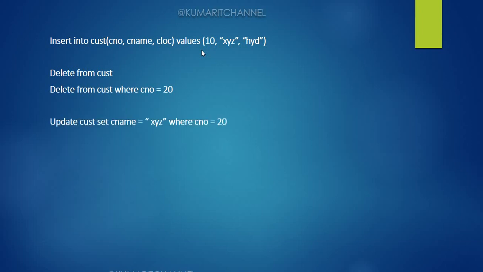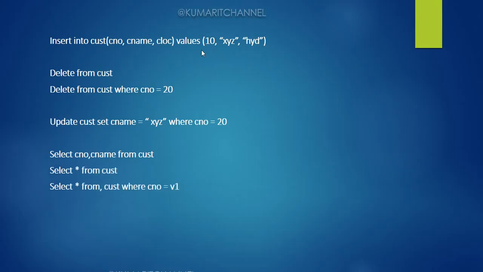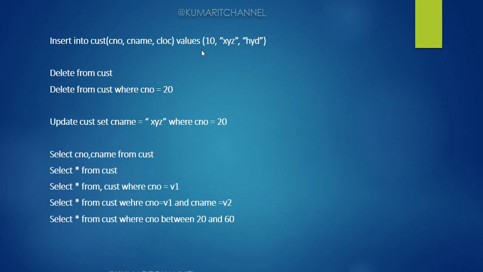Similarly, if you want to do an update operation, you can use update customer set customer name where customer number is equal to something, based on some condition. And if you want to retrieve information from the table, you use a select query. Select star from gives you all the fields, and if you want specific fields, you can give those field names. If you want to apply where clauses or conditions, you can apply them. You can use AND and OR operations, and you can also use BETWEEN and LIKE.